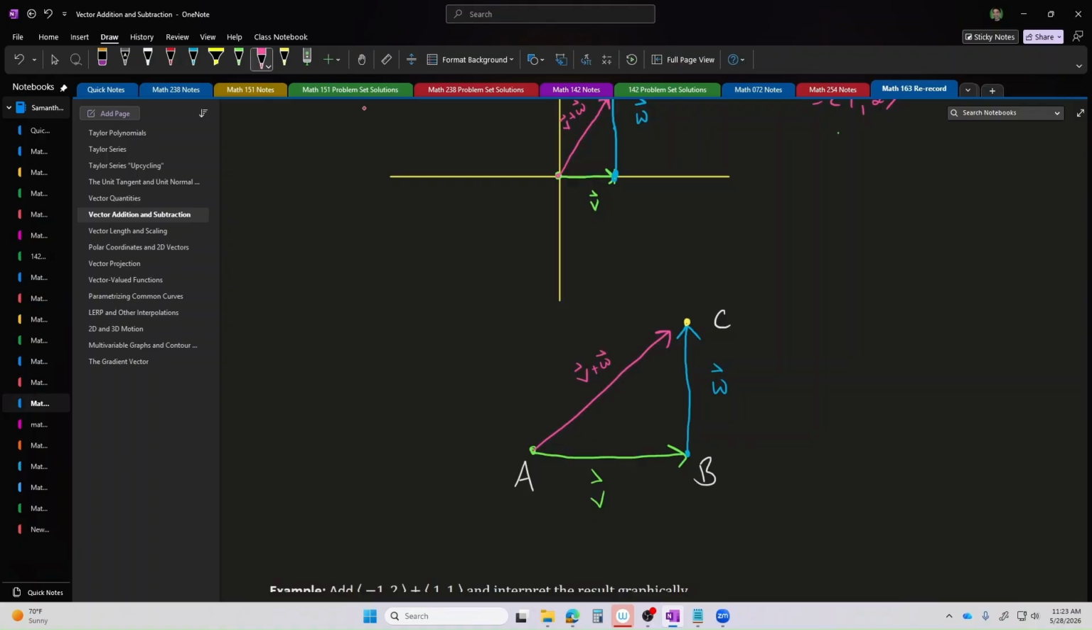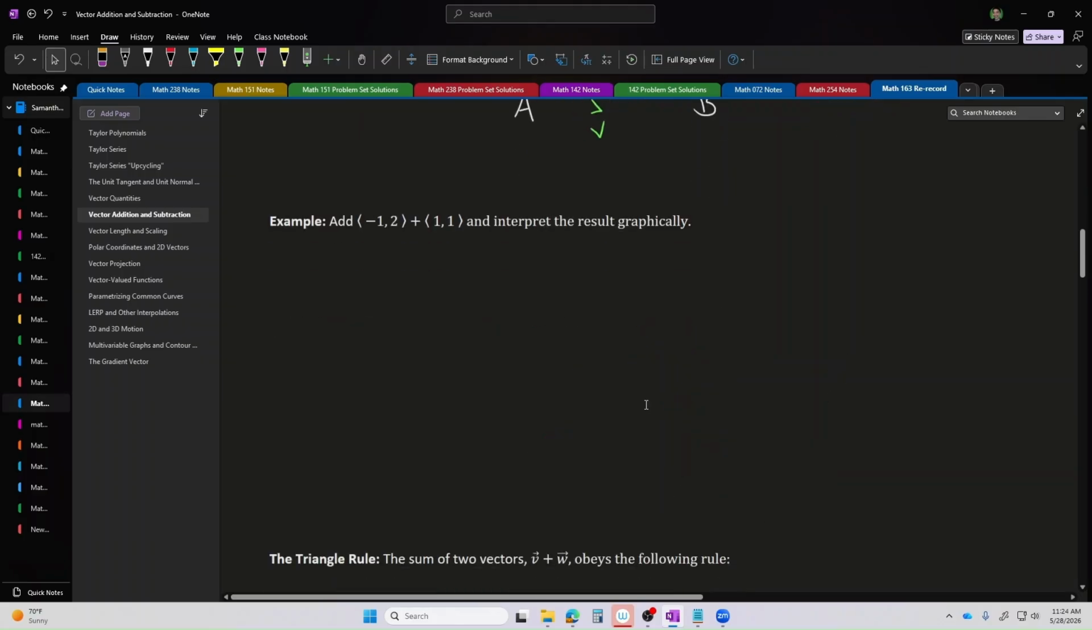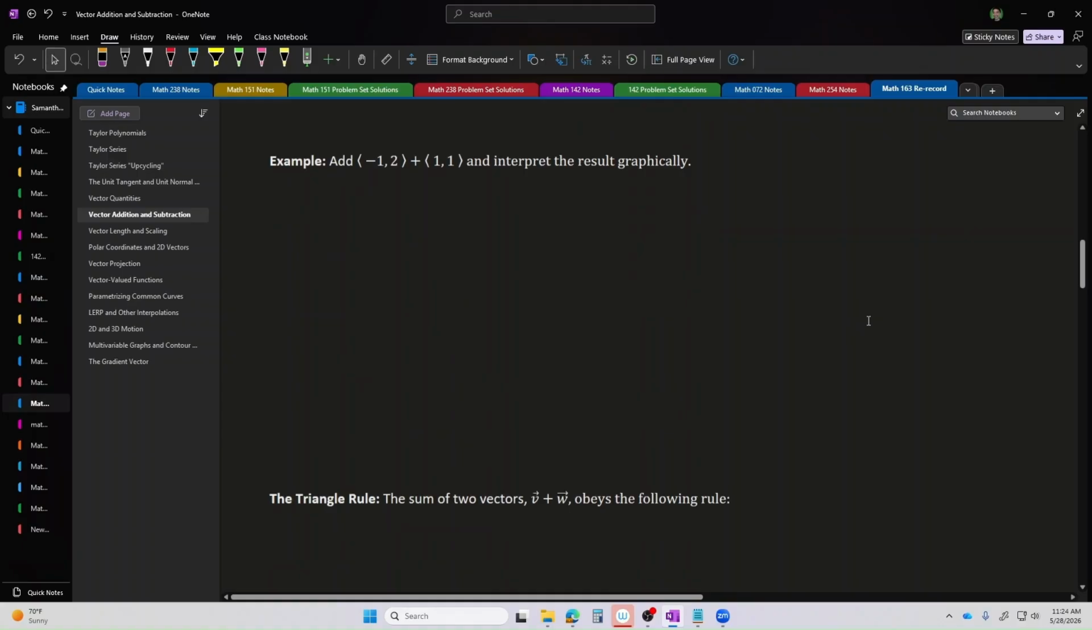So it's basically a shortcut that eliminates this intermediate position B within this drawing. Let's do another example of the triangle rule with two other vectors. So let me call this first vector v being -1, 2. Let me call this second vector w being 1, 1. Let me draw these vectors together on the xy plane.